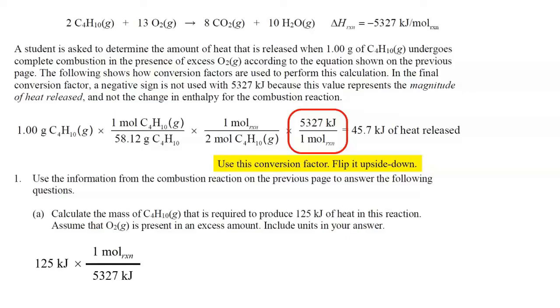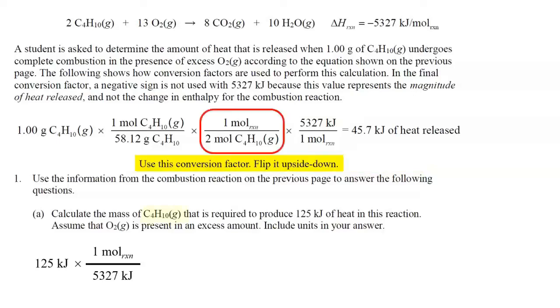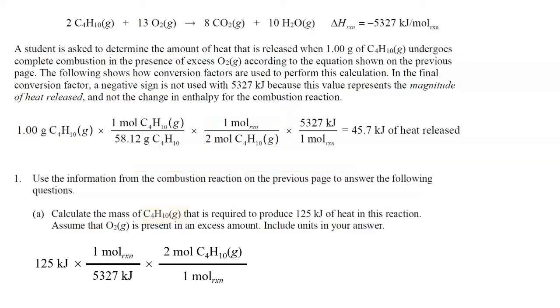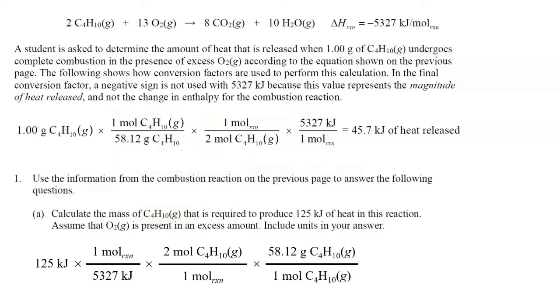Now in my next conversion factor, I'd like to convert from 1 mole of reaction into the amount of butane. In terms of moles, that would be 2 moles of C4H10 for every 1 mole of reaction. And now in my last step, because I'm trying to get to grams or the mass of C4H10, I'm going to use the molar mass in such a way that I have 1 mole of C4H10 on the bottom and 58.12 grams of butane, C4H10 on the top.